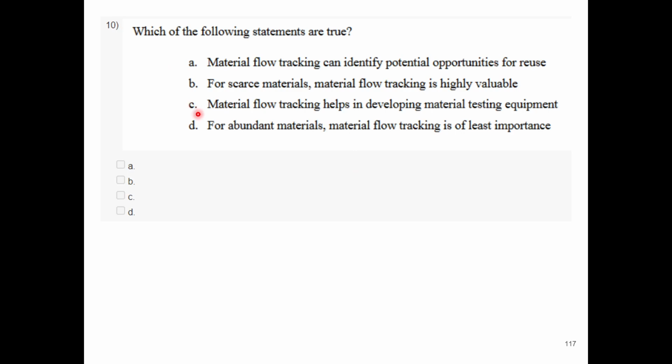Okay, so C and D are the incorrect options. The correct options are A and B. Material flow tracking can identify potential opportunities for use. That is correct. And for scarce materials, material flow tracking is highly valuable. That is also correct. Okay, so A and B are the correct options. So as you can see, A, material flow tracking can identify potential opportunities for use, and B, for scarce materials, material flow tracking is highly valuable. So these are the correct options.